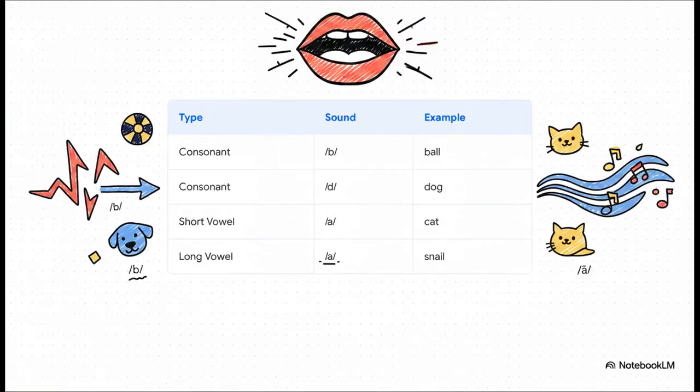But here's where it gets really interesting. Those 26 letters actually mix and match to create 44 distinct sounds or phonemes. And they're divided pretty neatly into two camps. First, you've got your consonants. This is where the airflow from your mouth is actually restricted. Think of that punchy B sound in ball or the D in dog. Then you have the vowels. Vowels are produced with completely open, unrestricted airflow, like the short A in cat or the long A in snail. Honestly, vowels are the true music of the language.